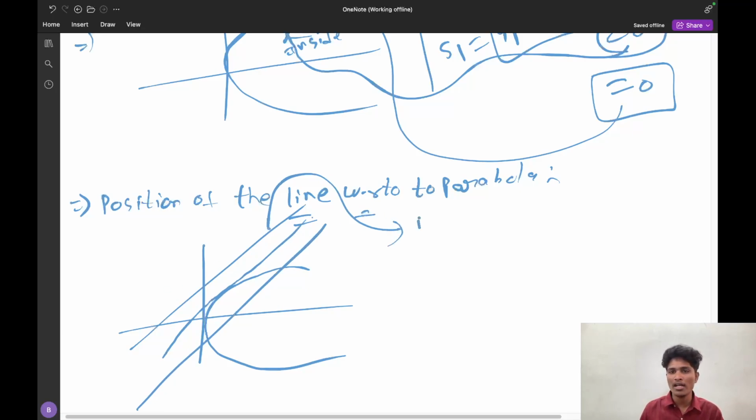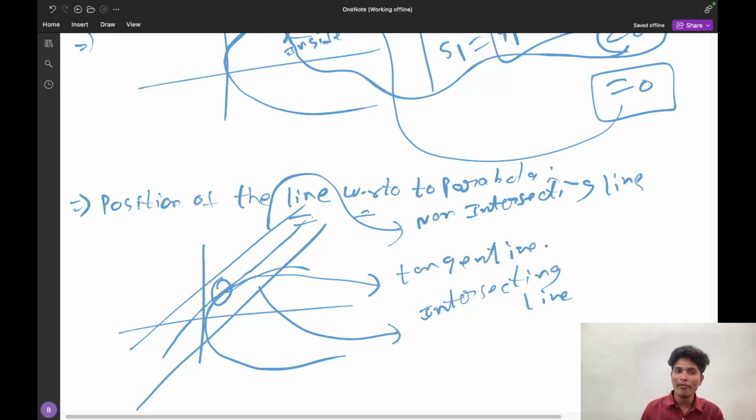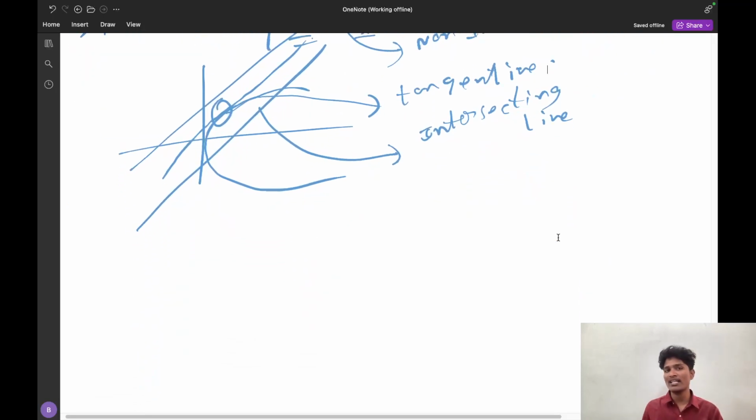This is a non-intersecting line, because it is not intersecting the given parabola. This is the tangent, because it is touching the parabola, but this line is the intersecting line. So there are three different possibilities: intersecting line, non-intersecting line, and tangent line. Very important. So how can we decide whether the given line is tangent or not?